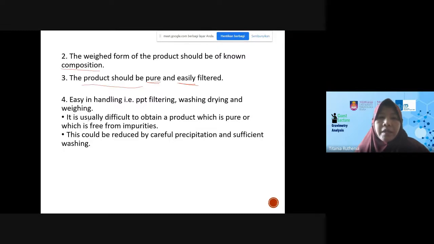And so as a note, it is very difficult to get the product which is free from impurities. So 100% is very difficult, but we have to try to have a nearly pure precipitate. And what we should do to get the nearly pure precipitate is by using careful precipitation and sufficient washing of the precipitate.